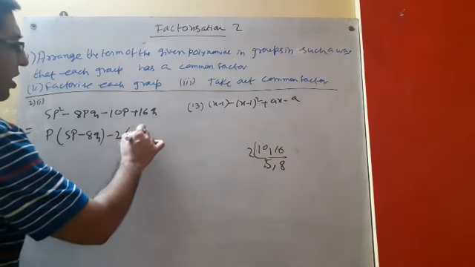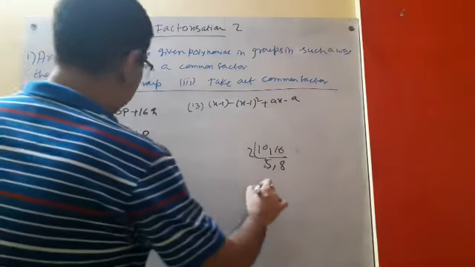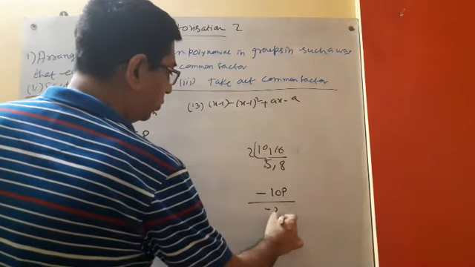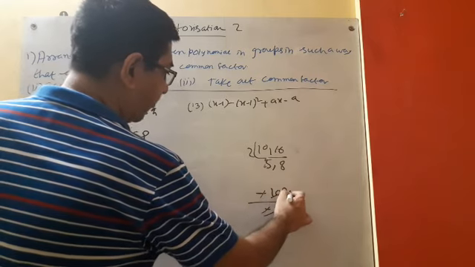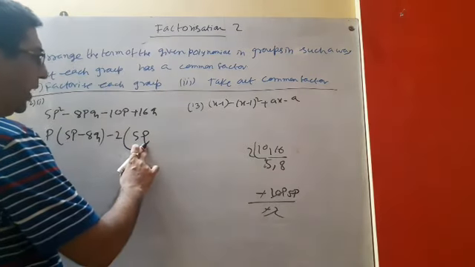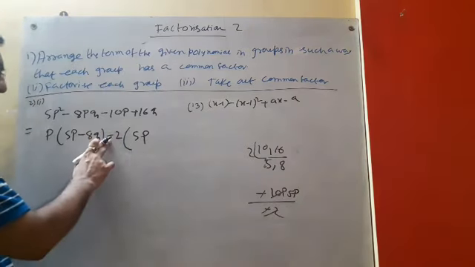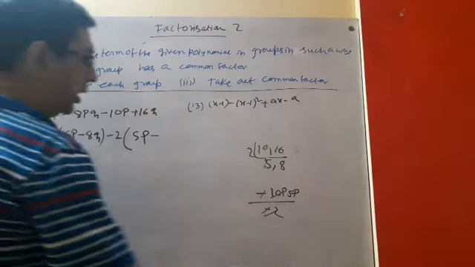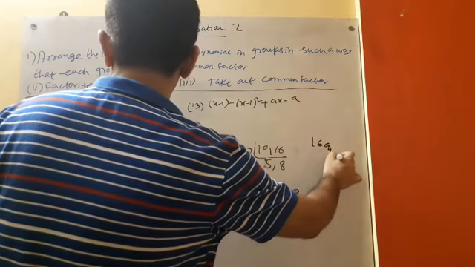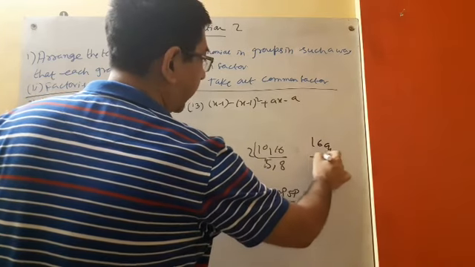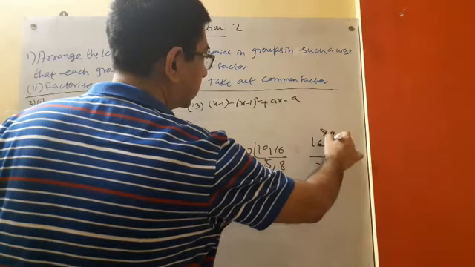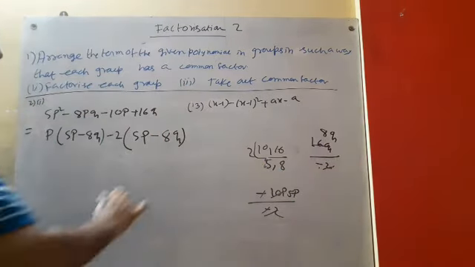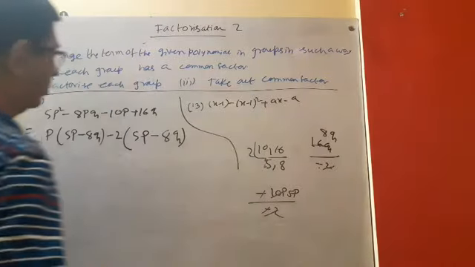So what are we getting? 5p. Why? From minus 10p, we take common minus 2; minus minus cancelled, we are getting 5p. Now, as we have taken minus as common, the plus will be minus. Now, 16q by minus 2, what are we getting? Minus 8q.